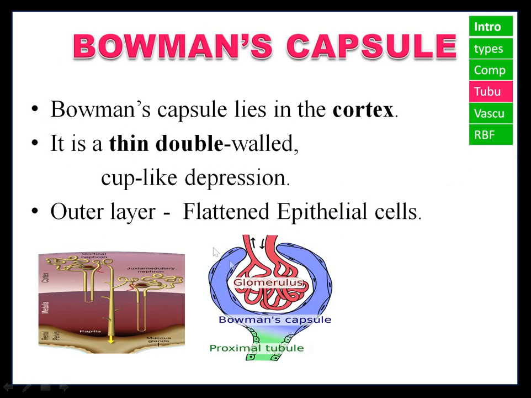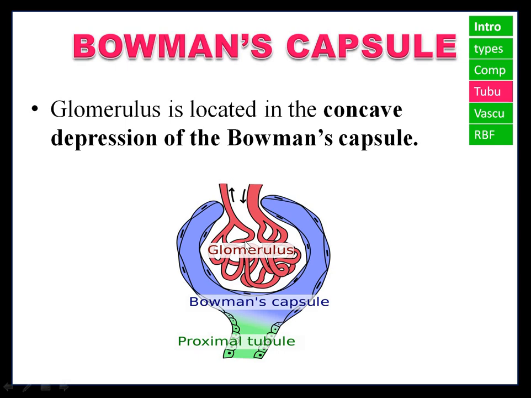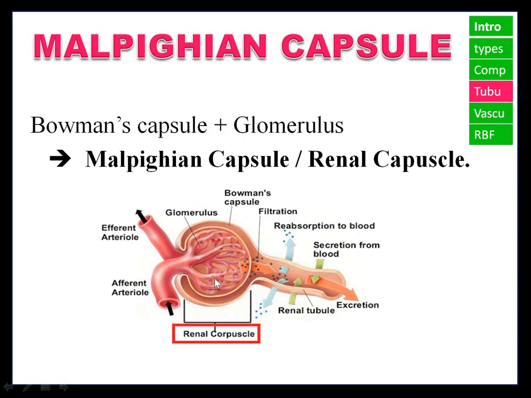First, Bowman's capsule. Bowman's capsule lies in the cortex. Most of the parts lie in the cortex. Bowman's capsule is a thin, double-walled, cup-like depression. Outer layer of Bowman's capsule is formed by flattened epithelial cells. The glomerulus is located in the concave depression of Bowman's capsule. Bowman's capsule and the glomerulus are collectively called Malpighian capsule or renal corpuscle.